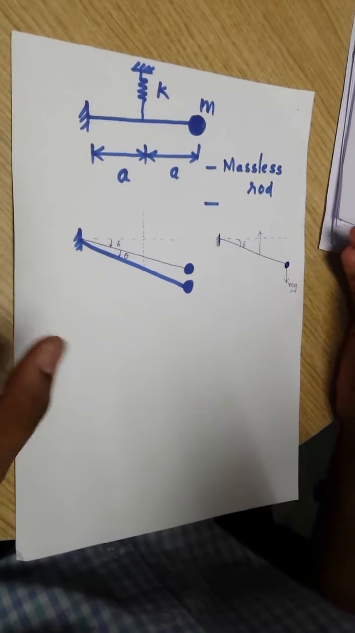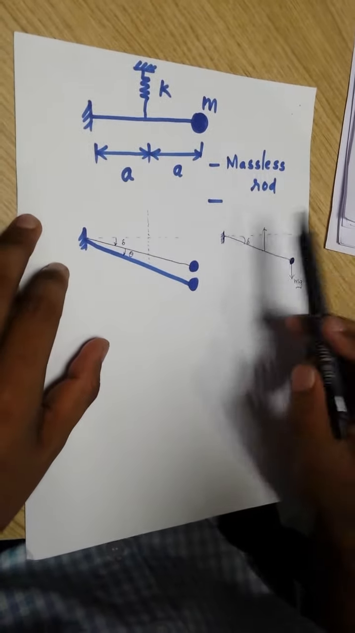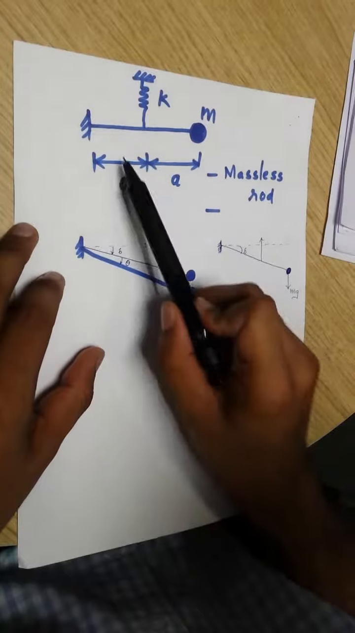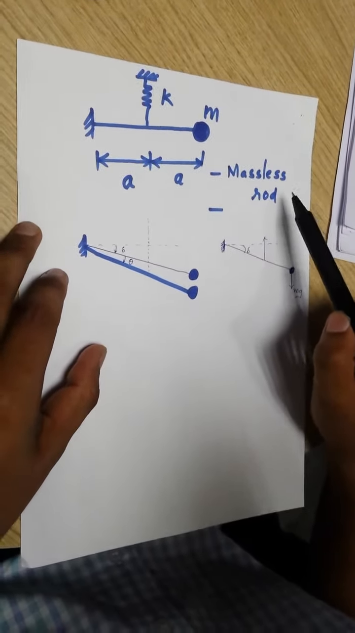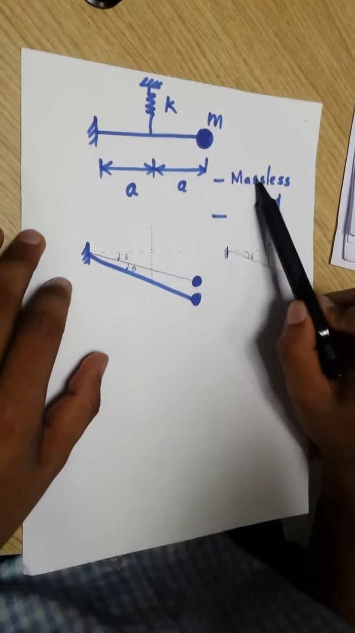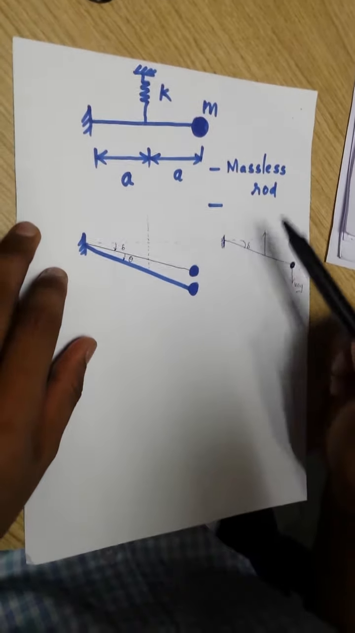Today I'm going to do a problem. This was once asked in GATE. So the question is, here we have a massless rod and there is a mass at the end. You're asked to find out the natural frequency of the system. Okay, now let's see how we can go about solving this particular problem.